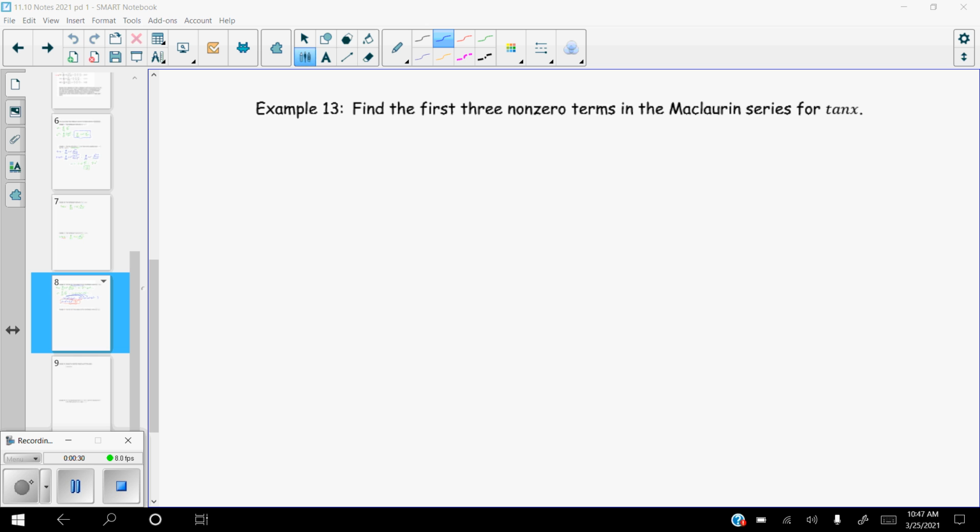So it was e to the x and cosine of x, or e to the x and sine of x, one of the two. I can't remember what it was. But because those two were not polynomial functions, you can't take one series and just kind of distribute it into the other one like we could with the x times cosine of x problem.